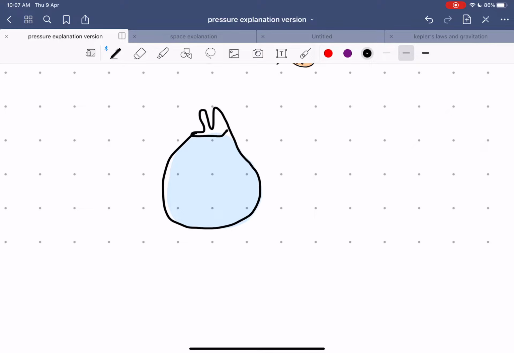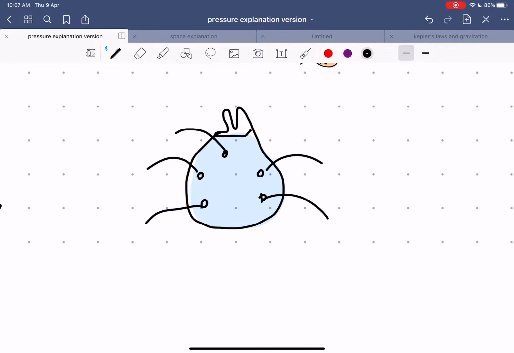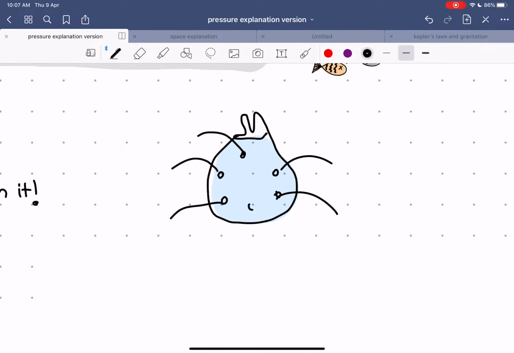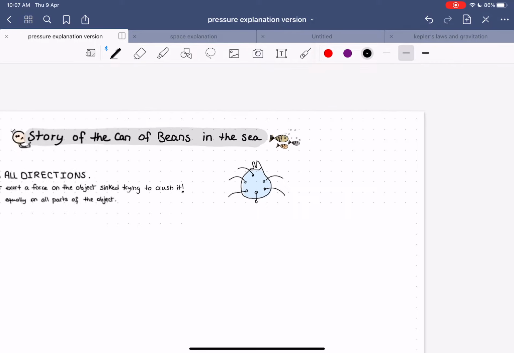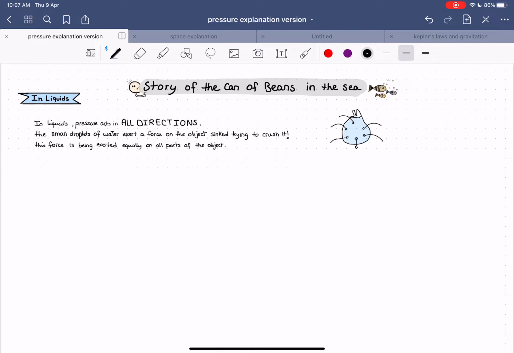And if we want to see this visually, if we take a plastic bag and we fill it with water, and then you make random holes all over the surface of the plastic bag, you'll see how water will start to flow outside in all directions, and it doesn't only flow in one direction downward like the pressure in solid.